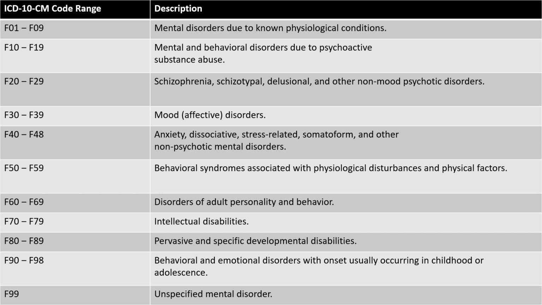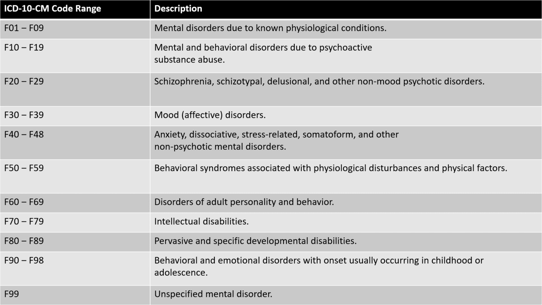Then we have F20 to F29. This is very interesting because whenever somebody talks about psychiatry, the first picture that comes to anyone's mind is a psychotic patient. सब लोग हमेशा सबके दिमाग में एक बहुत fascinating picture आती है एक psychotic patient की, and this block covers those. So F20 से F29 में we have the disorders related to schizophrenia and other psychotic disorders. Then F30 to F39, we have the mood disorders or affective disorders. And from F40 to 48, we have the anxiety, dissociative, stress-related, somatoform, and other non-psychotic mental disorders. And from F50 to 59, we have the behavioral syndromes associated with physiological disturbances and physical factors.